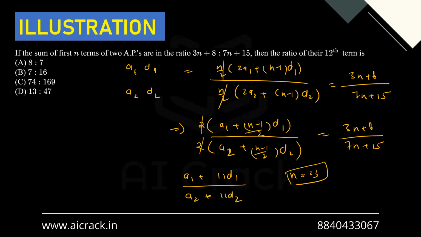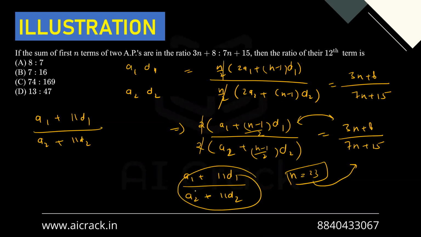So if I put n equals 23 over here, I will be getting a1 plus 23 minus 1 by 2, that is nothing but 11 d1, divided by a2 plus 11 d2, same thing. And basically I have to put 23 over here because this value is the same as this value, and we'll get the answer for this particular thing. Okay, you can do the maths afterwards. The main thing was the approach.